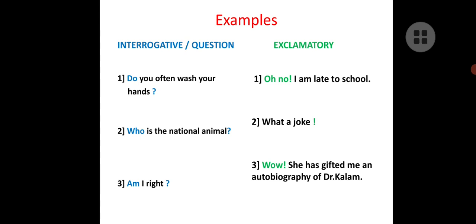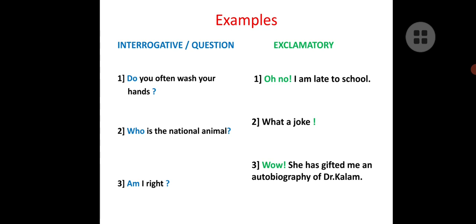Second, who is the national animal? Sorry, here the who should not be there. Which is the national animal? So at the end there is a question mark. Third, am I right? It has begun with am and there is a question mark. So these are the examples of interrogative sentence.